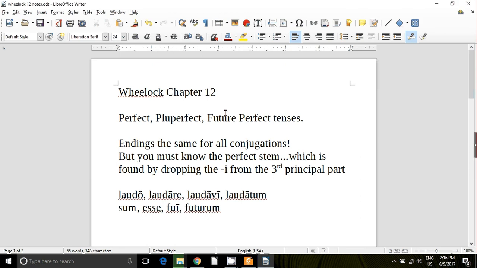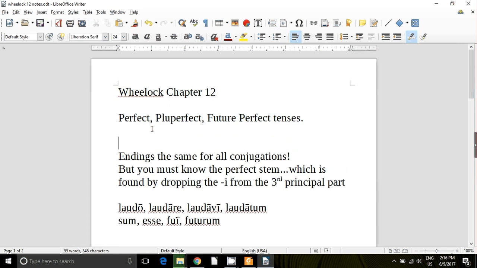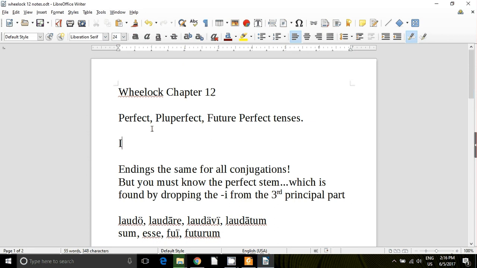We locked chapter 12. We're moving on now to the perfect active system. In that system, we have three tenses: the perfect tense, the pluperfect tense, and the future perfect tense. The perfect tense, in English, we do as "I have eaten." In Latin, we'll often just translate with what we call in English the simple past, "I ate."